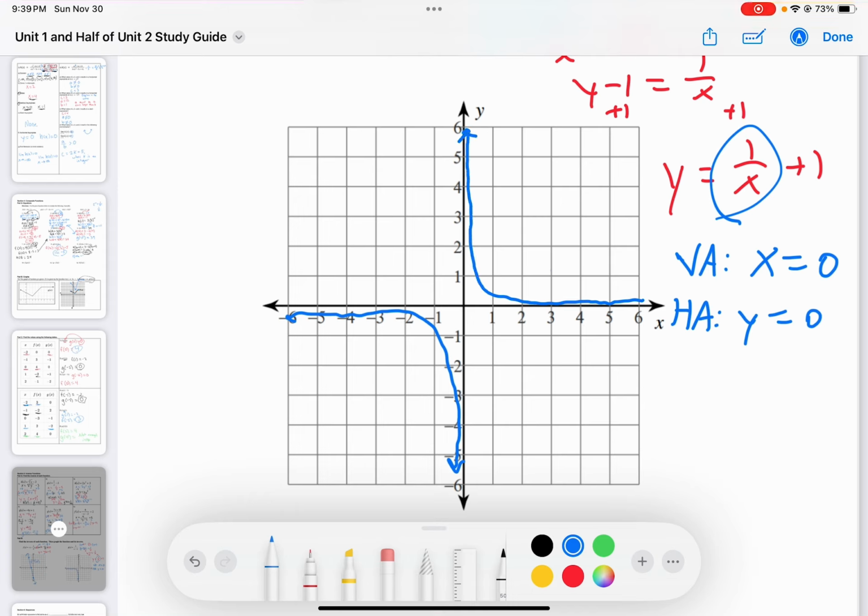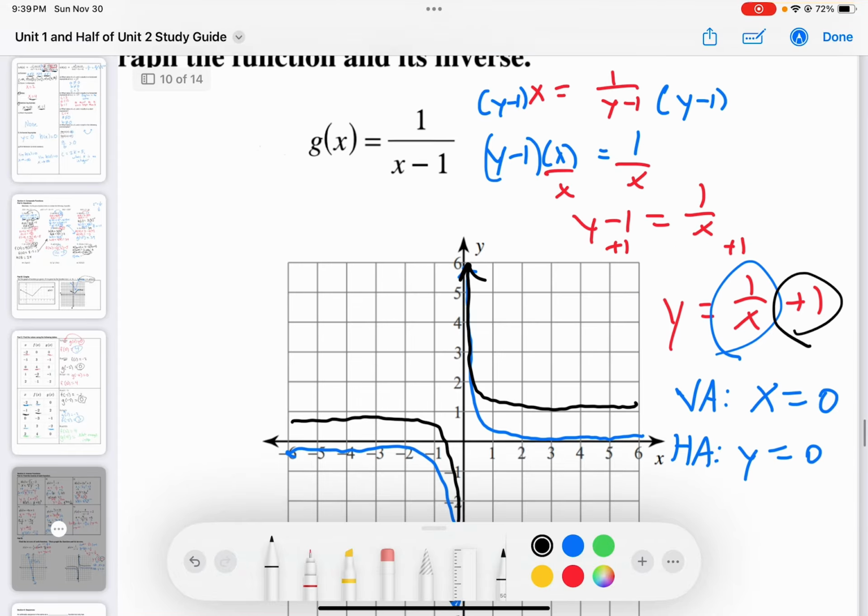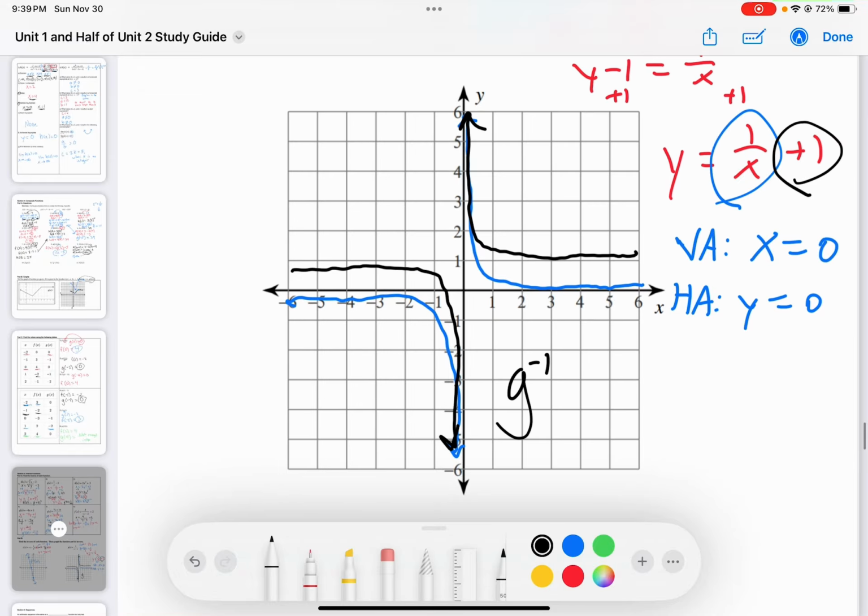Now, but what does this plus 1 do right here? What does this do to the graph? Well, it just shifts it up 1. So really, I'll just draw the correct graph in black. Shift this whole graph up 1 space. And there we have it. This is the graph of G inverse, the inverse of G.